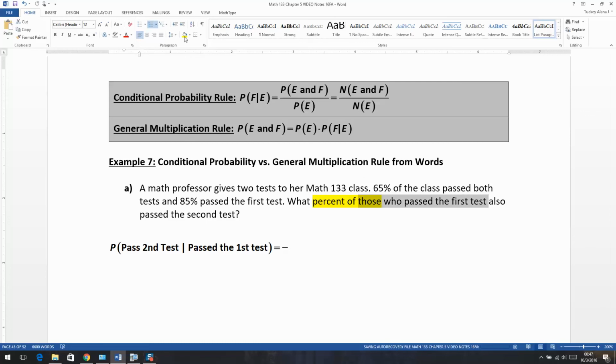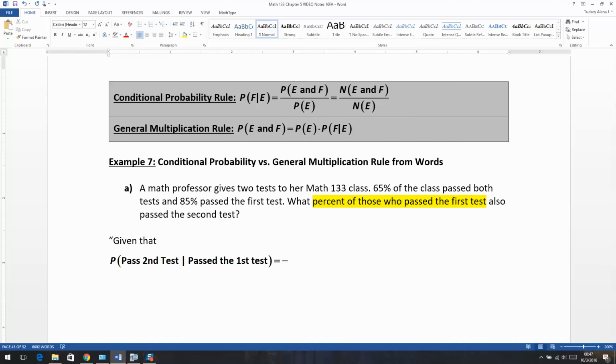Also passed the second. So what I'm getting at is, what percentage passed that second test given that they already passed the first test. The given that isn't written out in words, but of course that's what was being highlighted right here, right? They've passed the first test. Percent of those who passed the first test. That's given that.